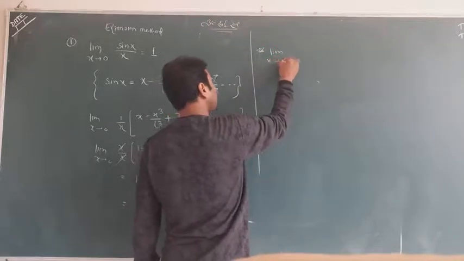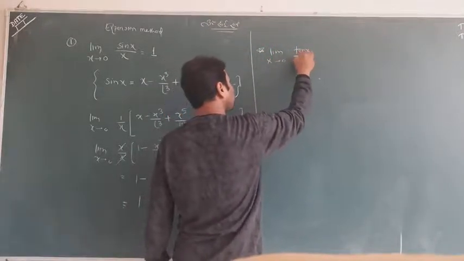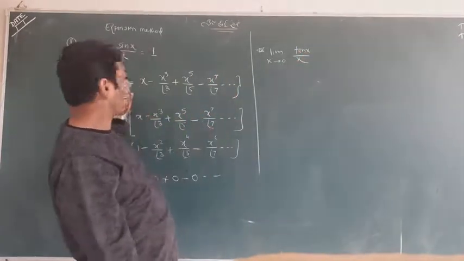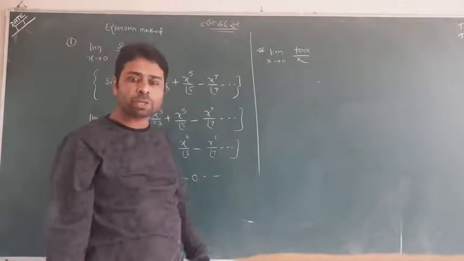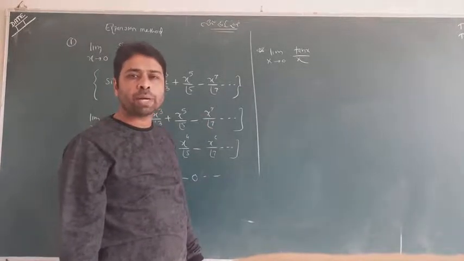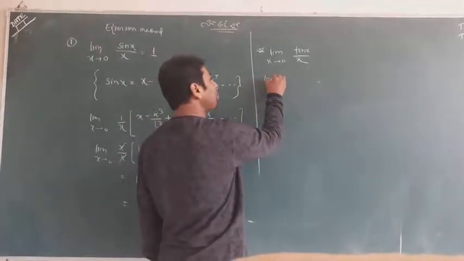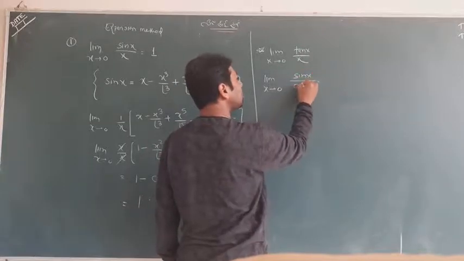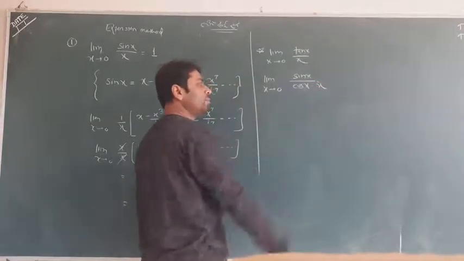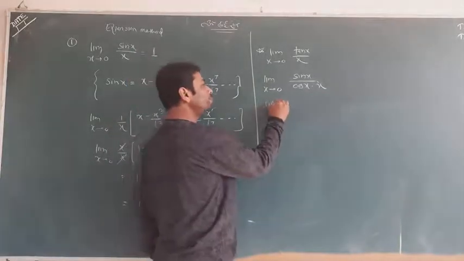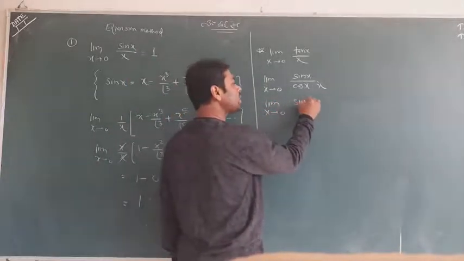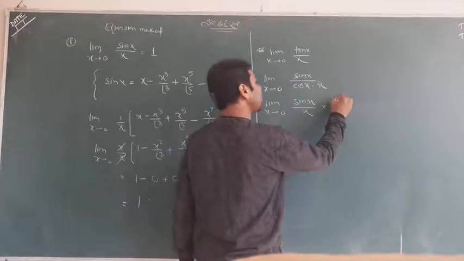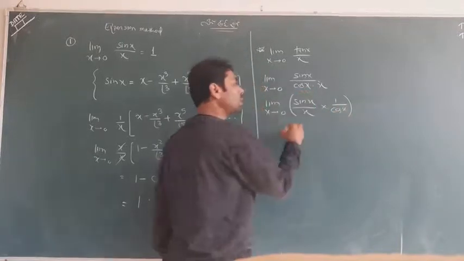Limit x tends to 0, tan x upon x. Actually, this question can be done by the same method where the series of tan x is used. But this time I am telling you this question by the other, simple method. This tan x I will write as sin x upon cos x, and it is only x. Now what I will do, I will take sin x upon x, and this cos x I am writing separately as 1 by cos x.